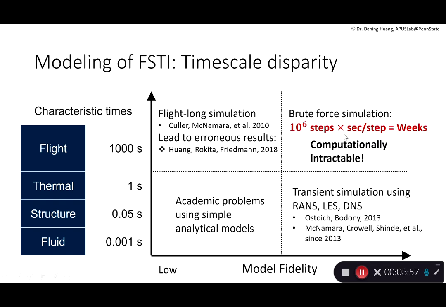However, the issue there is that given the requirement to resolve all these transient physics, it can take weeks or months to finish the simulation. And this is mainly intractable for the design of a hypersonic vehicle.